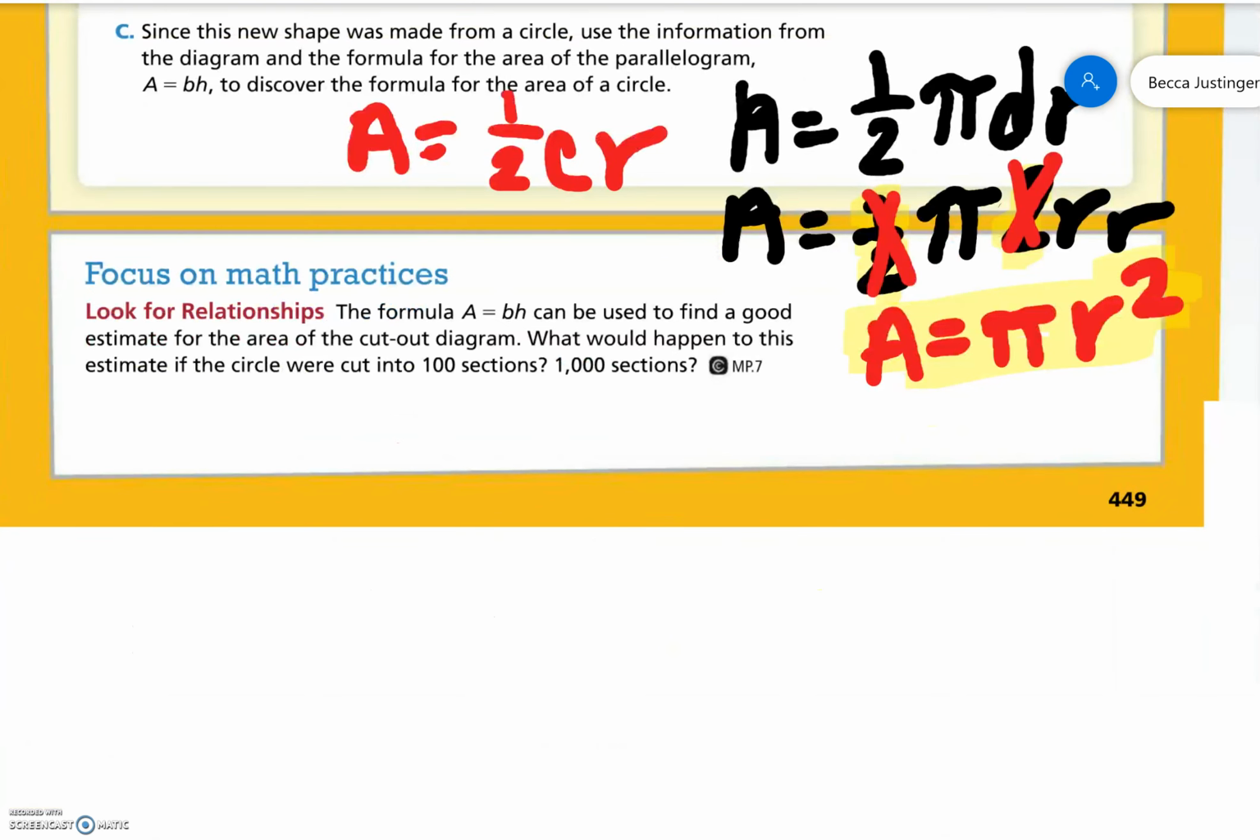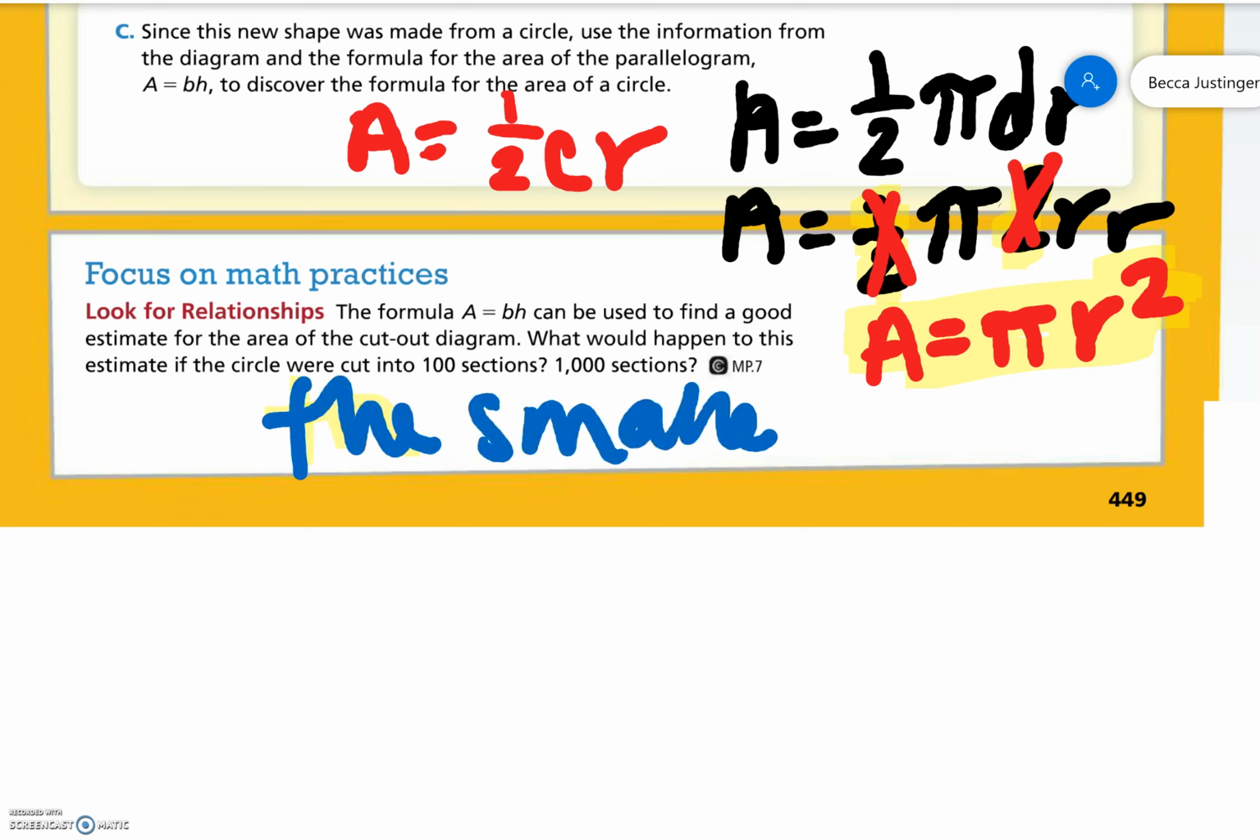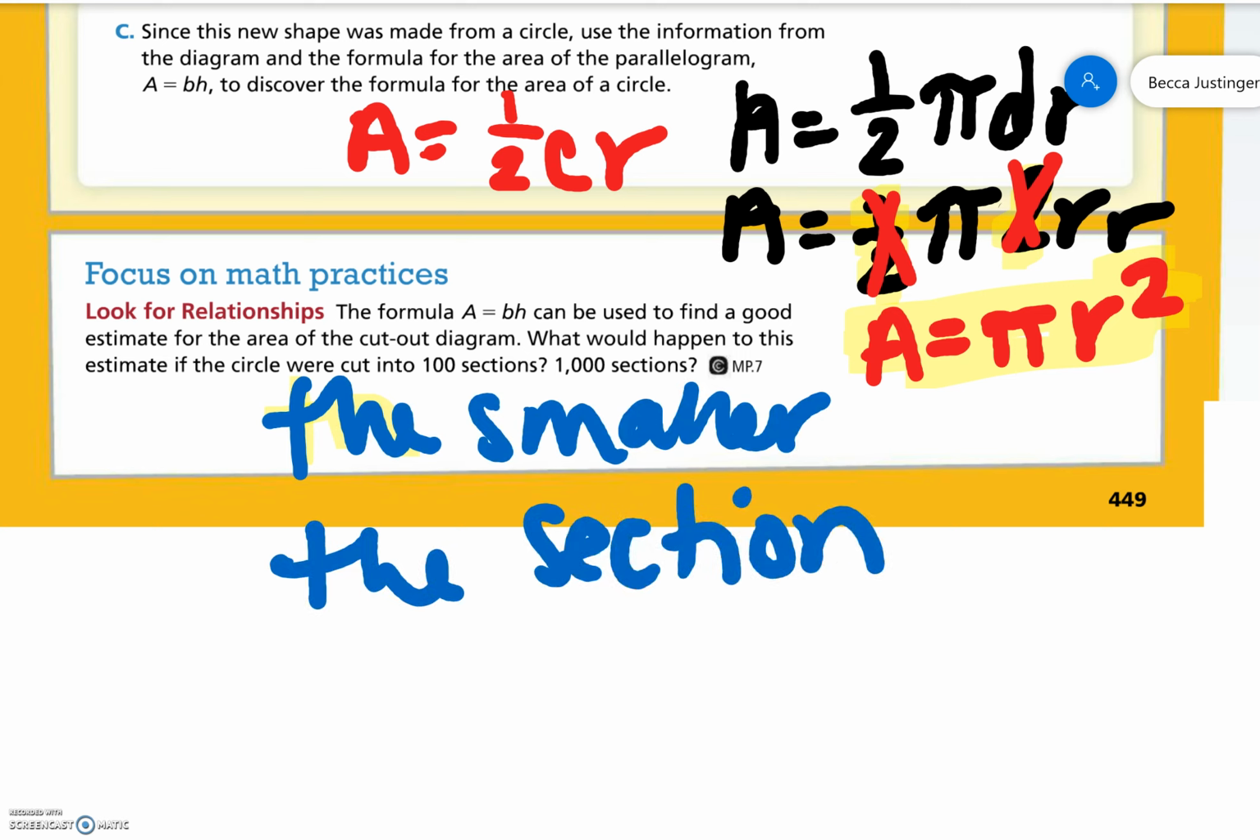Use the formula. The formula A equals BH can be used to find a good estimate for the area of a cutout diagram. What would happen to this estimate if the circle were cut into 100 sections, 1,000 sections? The smaller the section, the more accurate the estimate is.